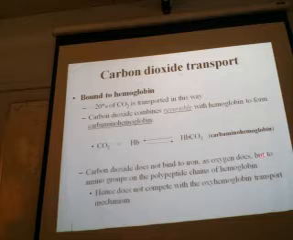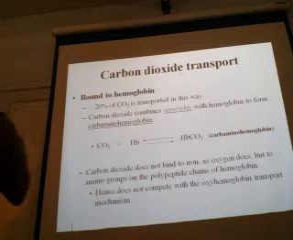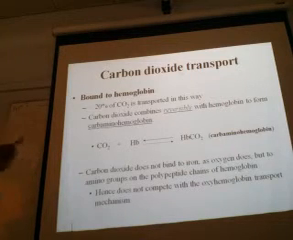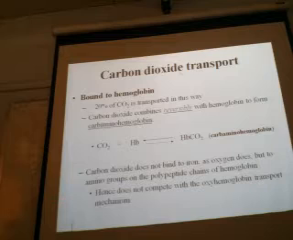But it binds to amino groups, the amine groups in the hemoglobin, on the polypeptide chains of hemoglobin. That is why it is called carbaminohemoglobin. Hence, carbon dioxide will not compete with oxygen to bind with hemoglobin. There is no competition.